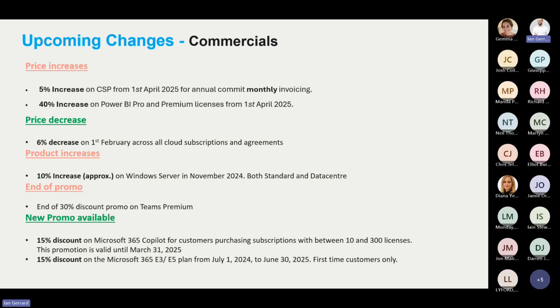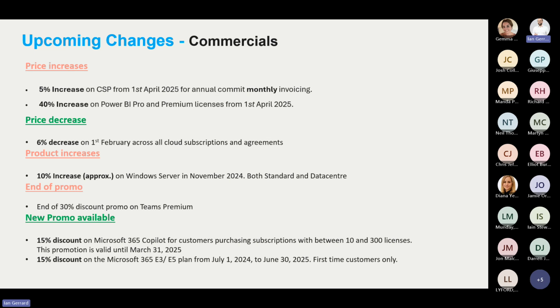I mentioned Teams Premium earlier. Teams Premium has features similar to some of the stuff you get within Copilot. There was a 30% discount promo. It was extended and extended and extended, and now it has ended. Price increases. This is interesting.